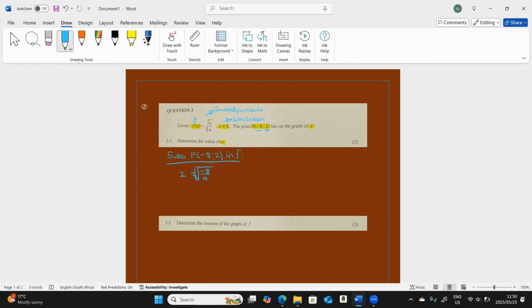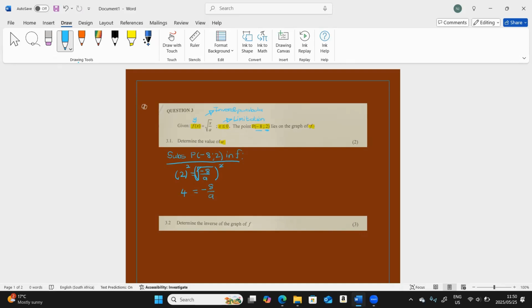And to get rid of a square root, we just put brackets around the square root and we square it, okay? And what we do on the right-hand side, we also have to do on the left-hand side, right? So the square and the square root would cancel. What is left then on the right-hand side is negative 8 over A, and then 2 squared is 4.